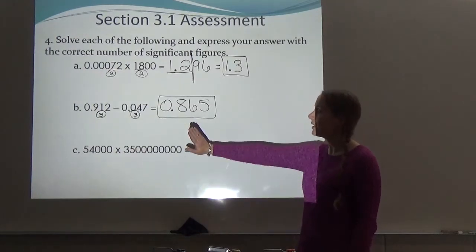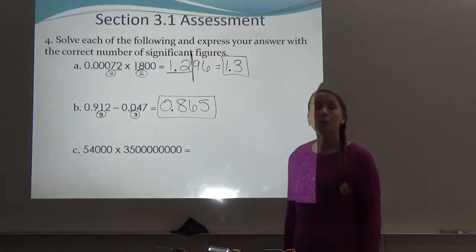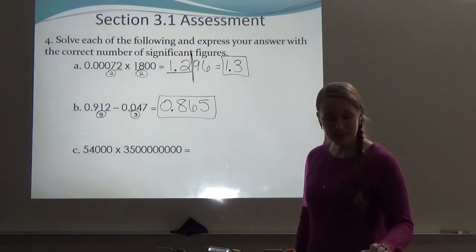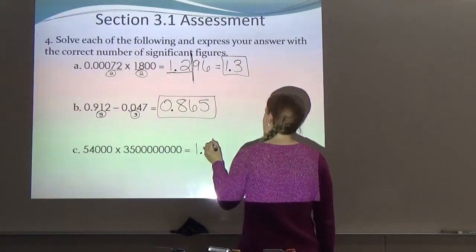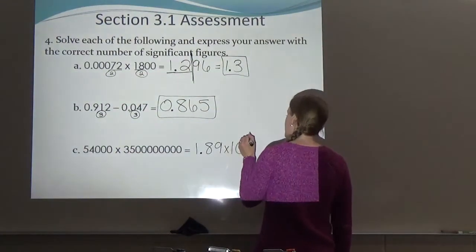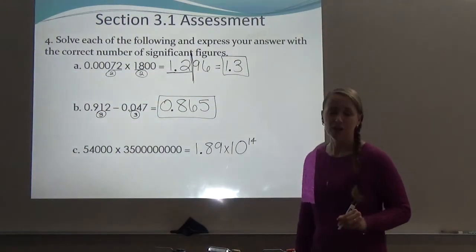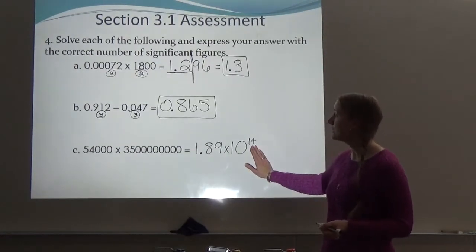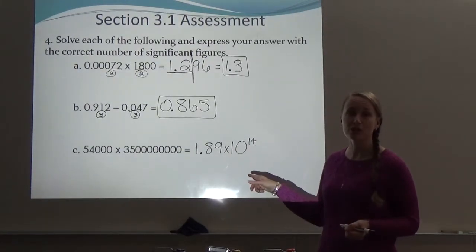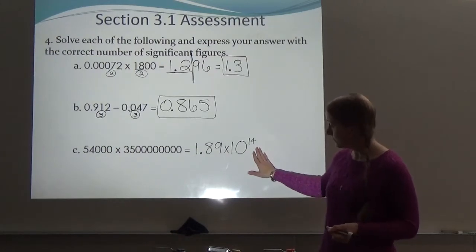All right, so let's look at our bottom one. So we are multiplying here. When you put this in the calculator, it's going to give you 1.89 times 10 to the 14. Okay, your calculator might not give you that. It just depends on whether yours does scientific notation or gives you a whole bunch of zeros. But this is what I get when I put mine in.